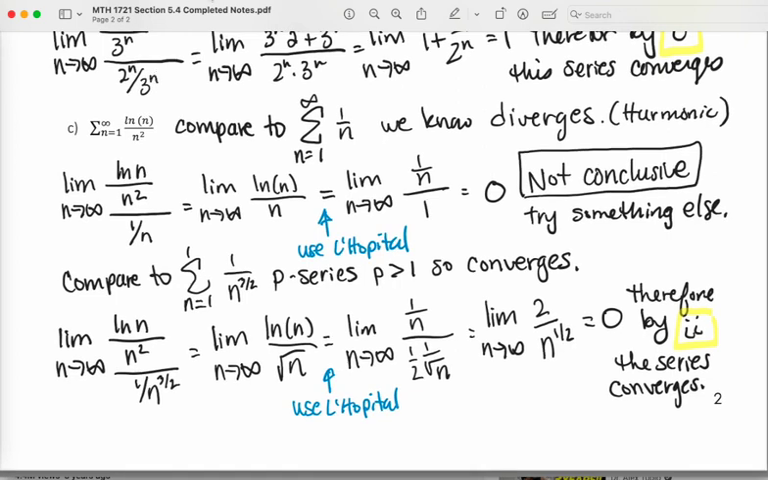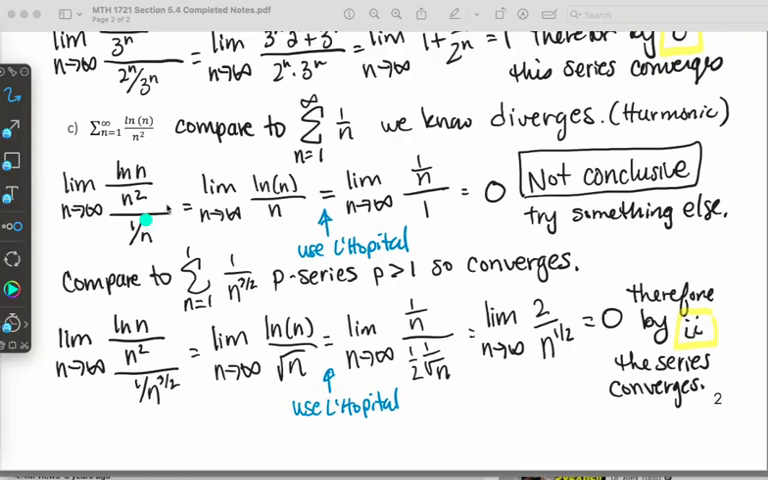Okay, this last example is actually a little bit tricky. It took me a few times to figure out what to compare this to. The first thing I tried was to compare it to the harmonic series, because I know that this diverges. So I took the limit of the natural log of n over n squared, all divided by 1 over n.